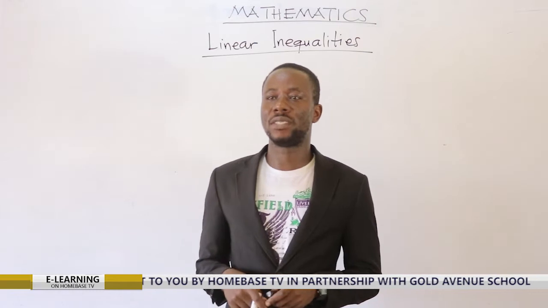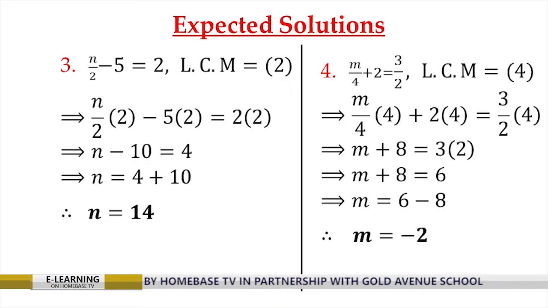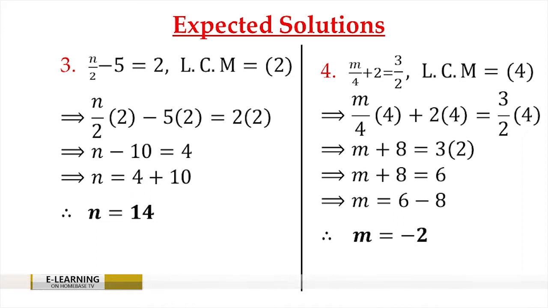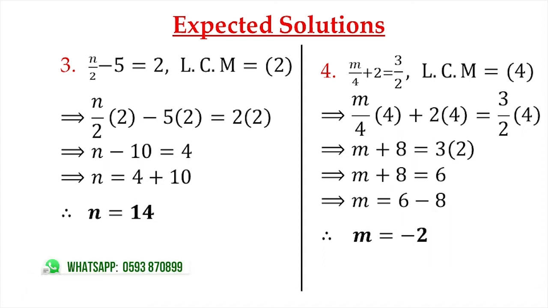Then the fourth equation, m out of 4 plus 2 equals 3 out of 2. This is also an equation which involves fractions. The fractions are 2 here. We have m out of 4 and then 3 out of 2. The denominators are 4 and 2. So the LCM of 4 and 2 is 4.